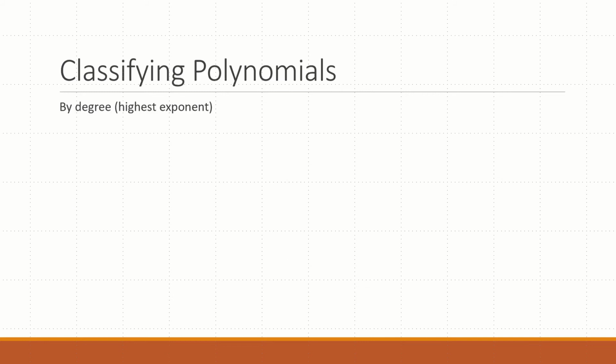Okay, everybody, so let's talk about how to classify these polynomials. And there's actually 2 ways to do this. The first way to classify polynomials is by degree. And remember, degree means highest exponent.